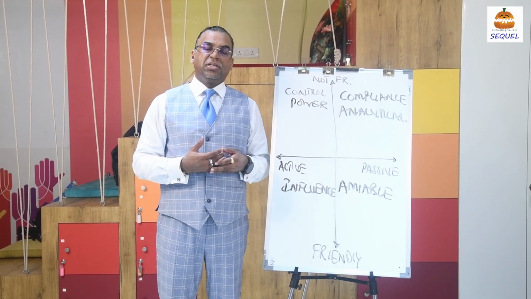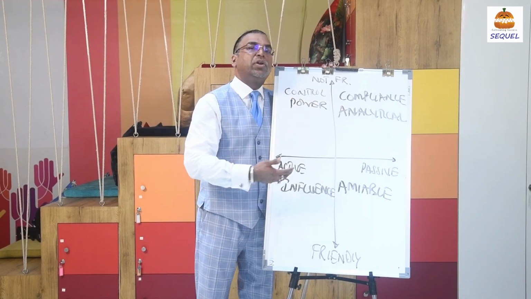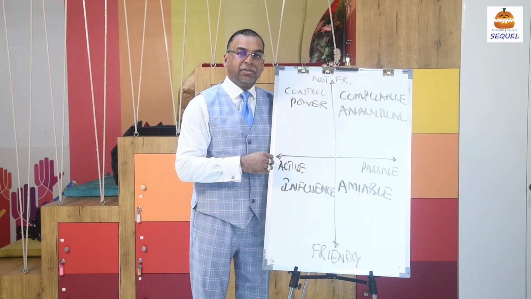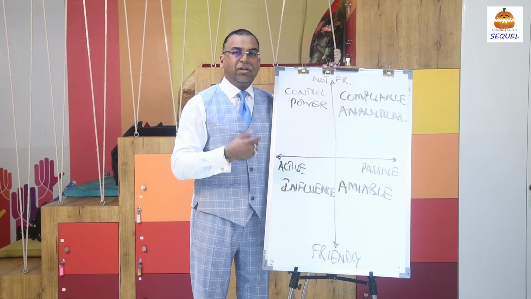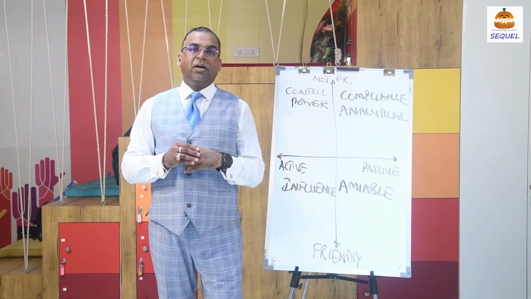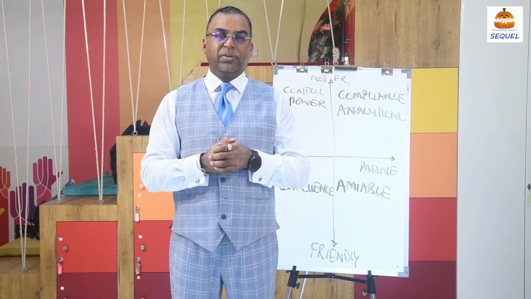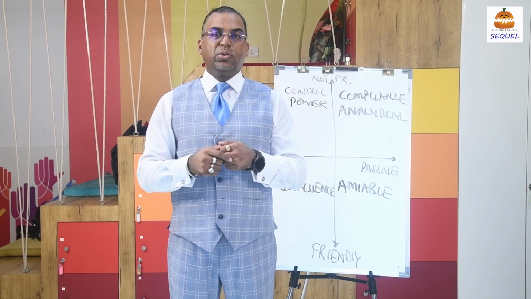Now what does this theory say? The theory says we have all the four in us, but one of them is more than all the other three put together. Now what does that mean? Let's take a very simple example. I will say 1, 2, 3 and we all will clap together. Say 1, 2, 3.